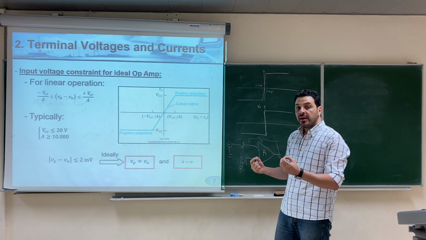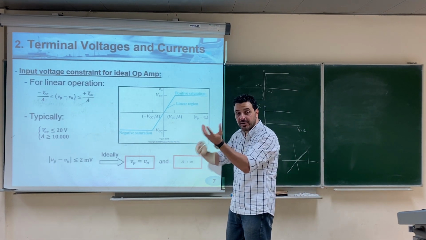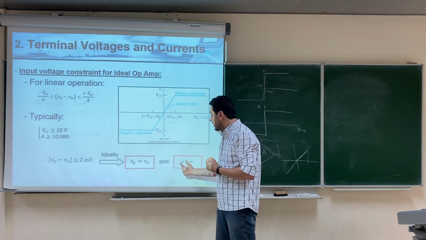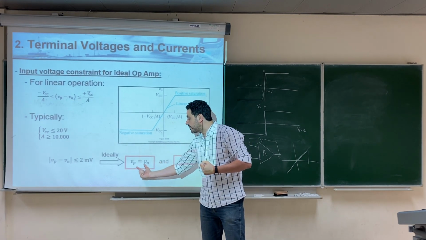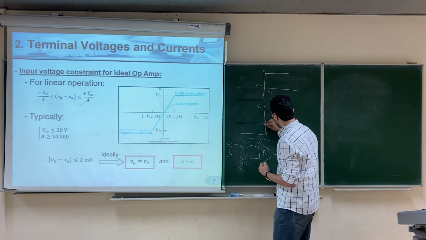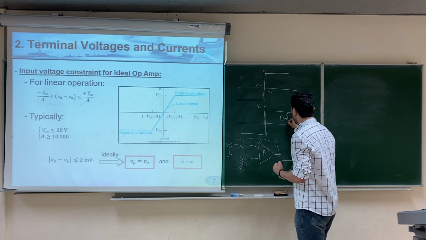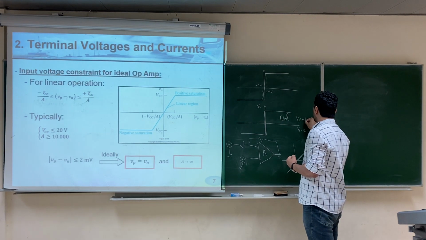Anyways, what we need to know now is, for the ideal op-amp, if you assume that the op-amp itself, without any circuitry, is working in the linear region, ideal op-amp means A goes to infinity. This means that Vp must be equal to Vn. In the linear region, for the ideal op-amp, Vp will be equal to Vn.